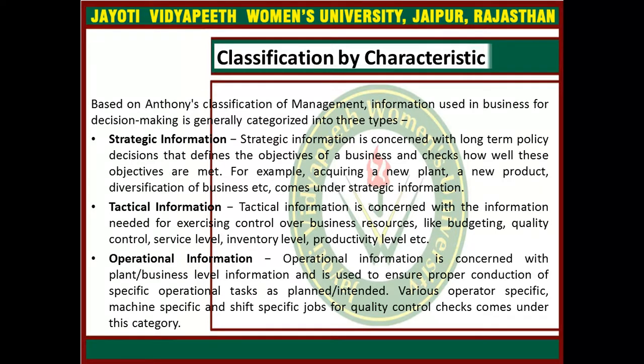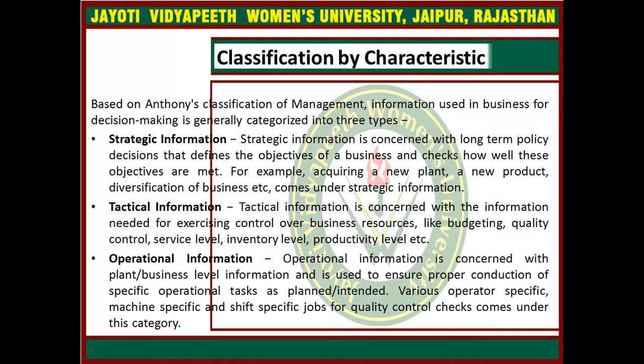For example, acquiring a new plant, a new product, diversification of business, etc. come under strategic information. The second one is the tactical information. Tactical information is concerned with the information that is needed for exercising control over business resources like budgeting, quality control, service level, inventory level, and the productivity level, etc.